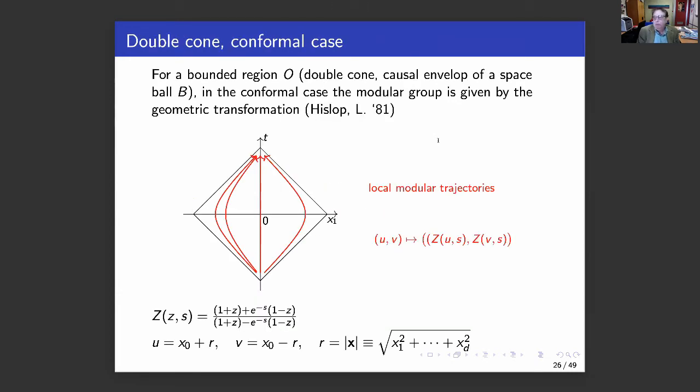What happens for a bounded region now? In general, the modular group has no geometrical meaning, but there is something that I did with Hislop long ago. If we are in the conformal case, in the massless case, then it is geometric. It is an evolution that I write here, but it is not important at the moment to understand exactly the evolution. These are the orbits. So in the massless case, the modular group has a geometrical meaning too.